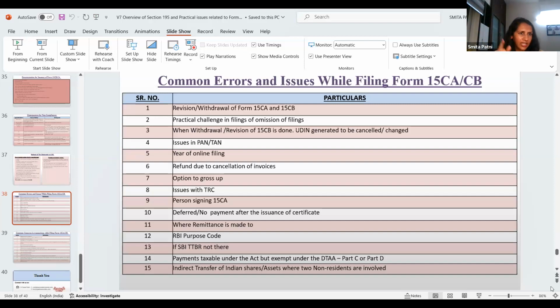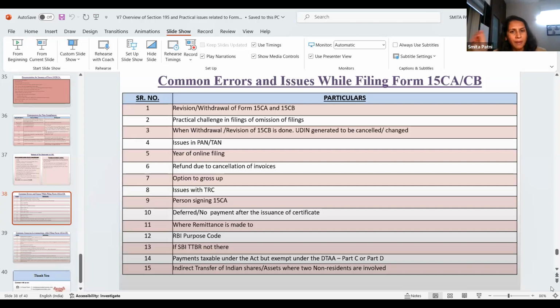Issues in PAN and TAN, I have already explained, that is PAN login or TAN login. Year of online filing, explained that there are practical challenges. Refund due to cancellation, already explained. Option to gross up, already explained. Issues with TRC, we have taken up. Person signing 15CA, obviously there are authorized signatories. So the person who is the authorized signatory on the income tax portal, that person's DSC is to be put. It is not that the authorized signatory is somebody else and you put the DSC of somebody else. Please be mindful of that.